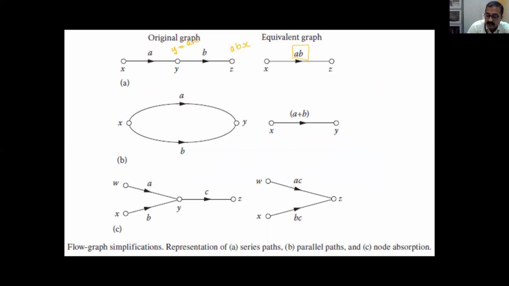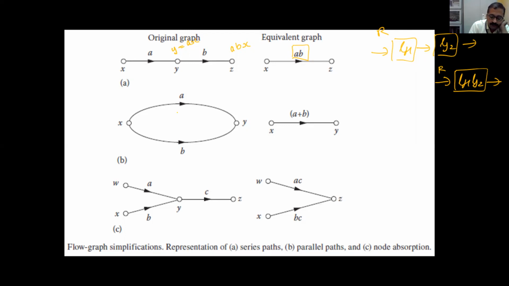It is similar to blocks in cascade. If this is G1, this is G2, this is R, here you have G1, G2, R, or you have a single block whose transfer function is G1 G2 R. So this is a one-to-one correspondence, blocks in cascade. So you can say that these are in series or cascade.